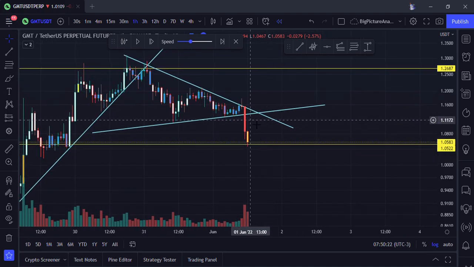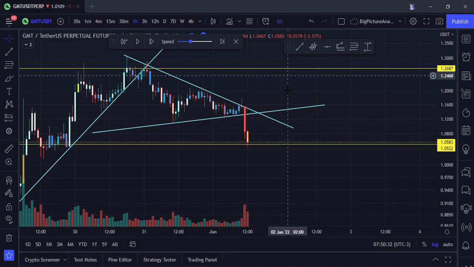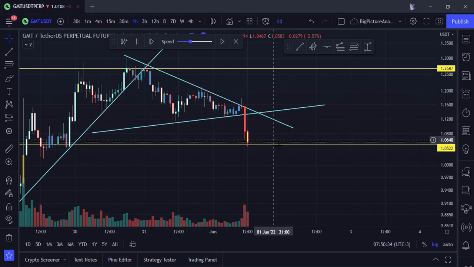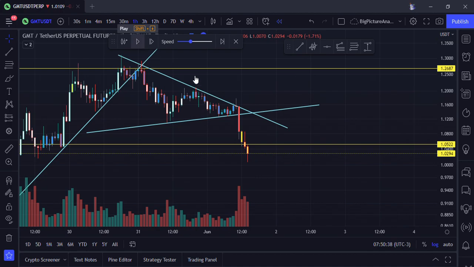So there was a trade here. I missed it because I was sleeping, whatever. But there is another trade here. It might break and go down. It might make a rejection and go up. Let's trade. Let's see the next candle. Okay, it broke up.